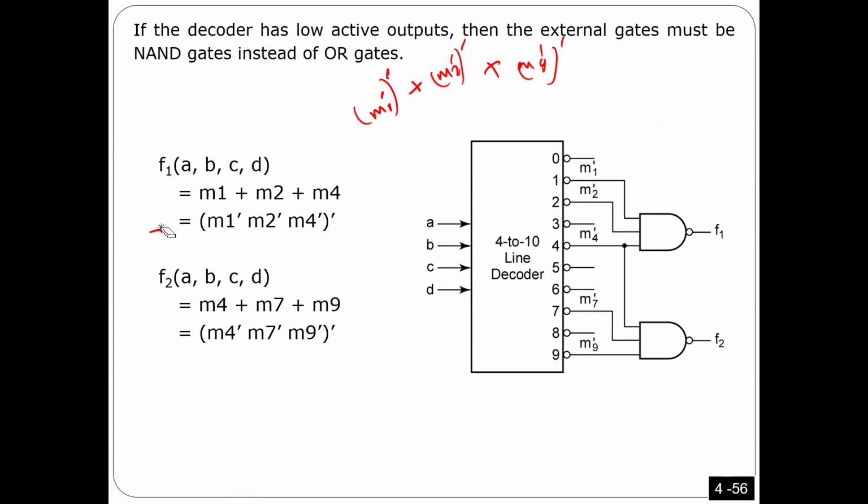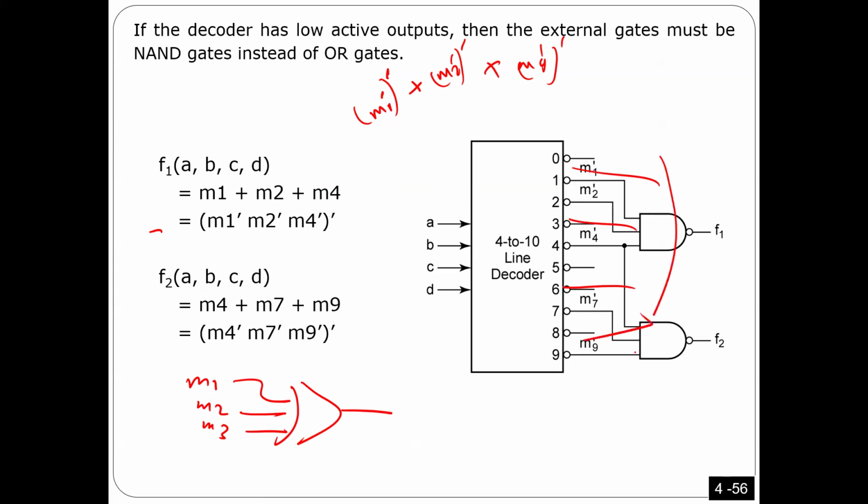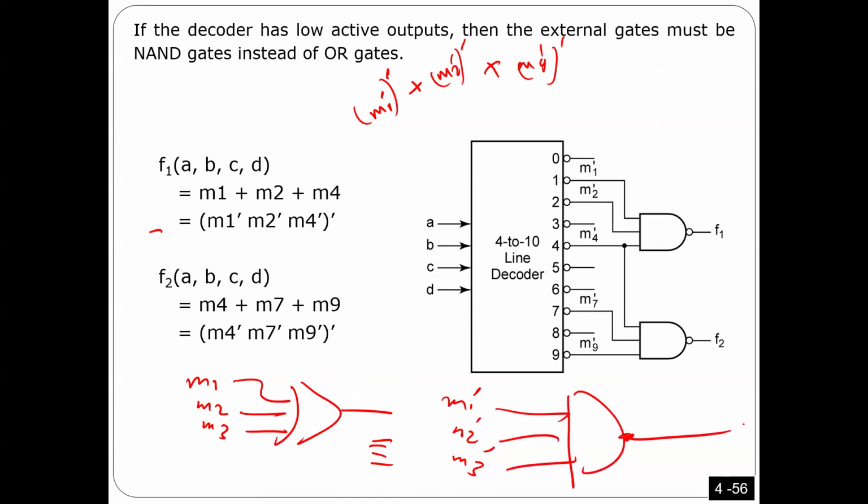So let me tell you the conclusion. If you have M1, M2, and M3, these are the minterms of a function, I can simply use an OR gate as I explained. So I take them from here and then use an OR gate. Very simple. Or if you have here M1 prime, M2 prime, M3 prime, which are the inversions of the minterms of the function, this is equivalent to using just a NAND gate this way. It's the same thing. So that's why, let me make it very, very simple.